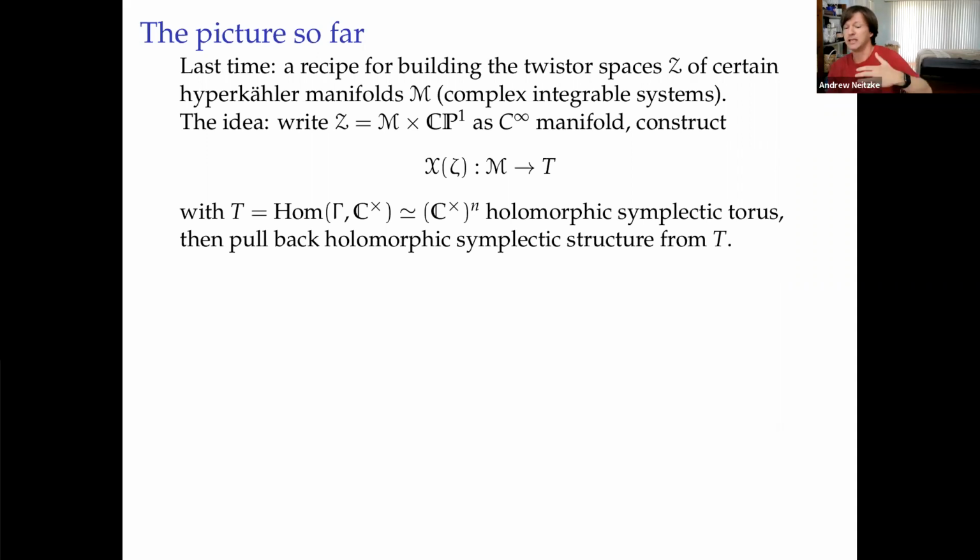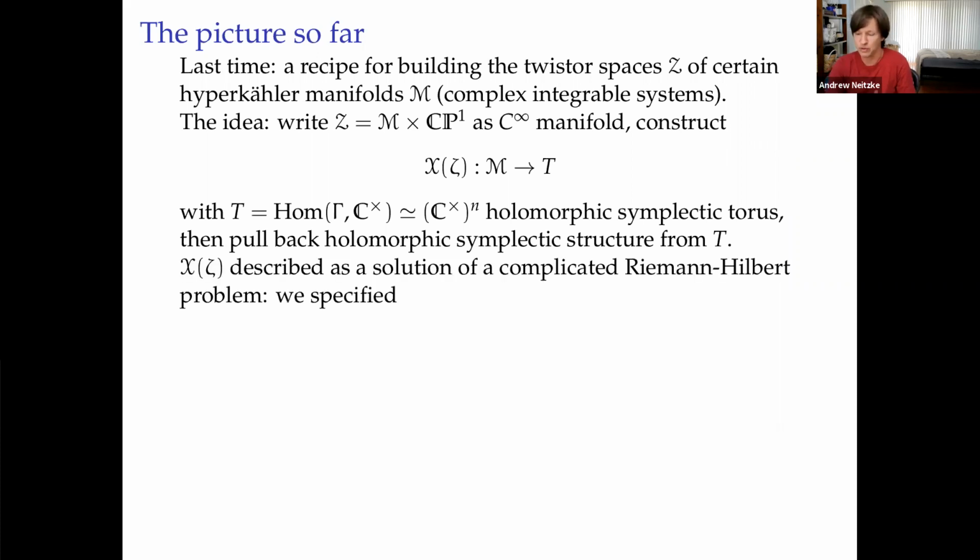And the map depends on the coordinate zeta. For each fixed zeta, you're mapping M to a torus, and you're doing that in a way that depends on zeta, the twistor parameter. In that way, you're supposed to get a C star family of complex symplectic structures just by pulling them back from the torus. So the key thing was to construct this zeta-dependent map from your manifold to the torus, and then pull back all the structure from the very simple structure of the torus.